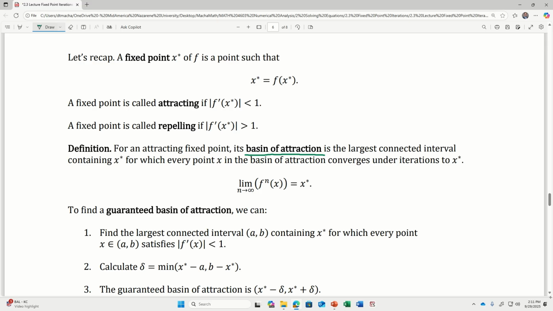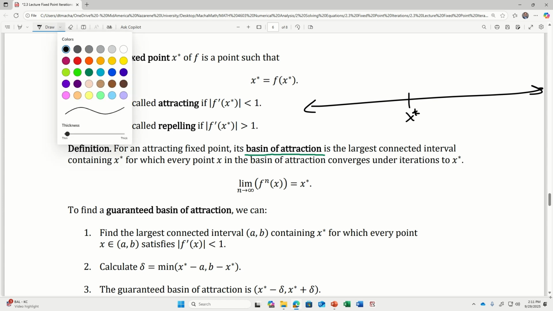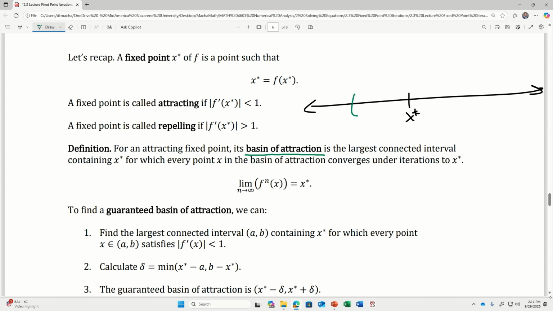So here's my real number line. Here's my fixed point. Let's say this is my basin of attraction. So anytime I start inside this basin of attraction, iterations are going to eventually converge to the fixed point. But if I were to start outside of the basin of attraction, then iterations are going to move away from the fixed point or enter a cycle or do something else. They're going to have some other kind of behavior.